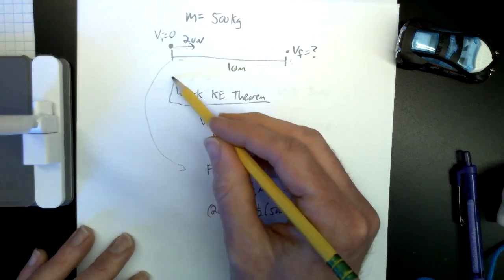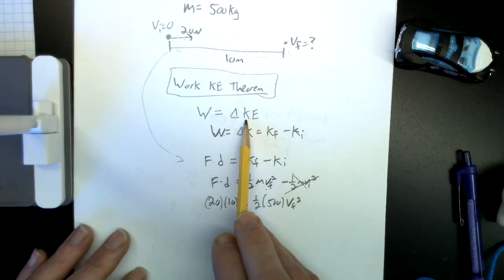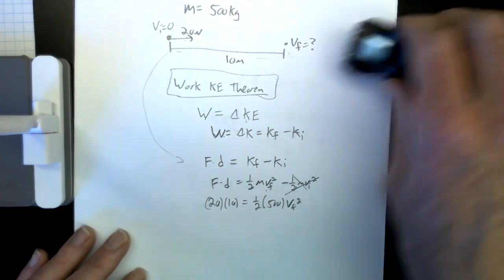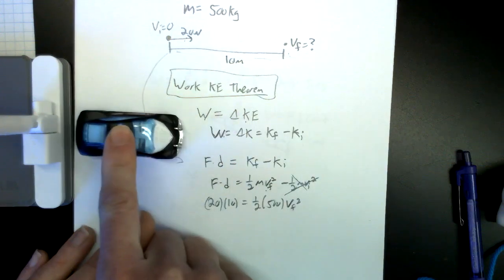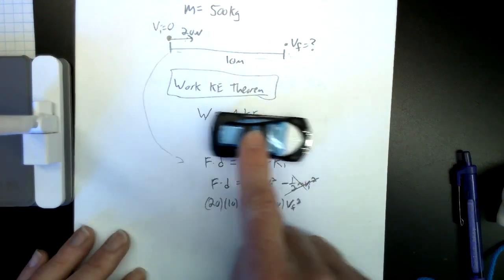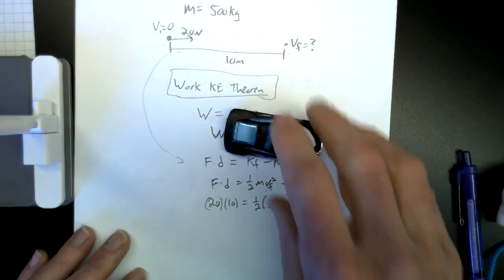And this work-kinetic energy theorem is what allows us to say that the work is the change in kinetic energy. So when you do work on something, say the engine of this car is doing work to speed it up, if I can figure out how much energy the engine put into the car, then I can figure out its change in kinetic energy that way.